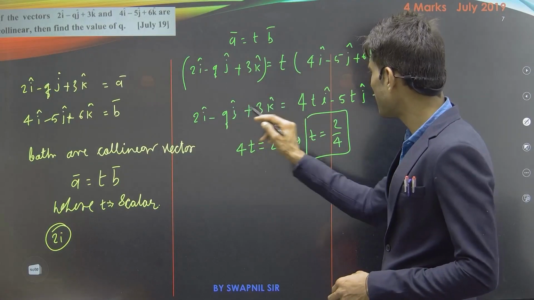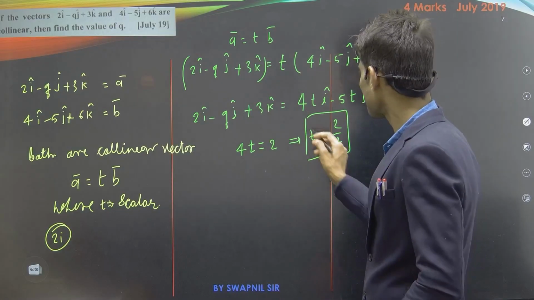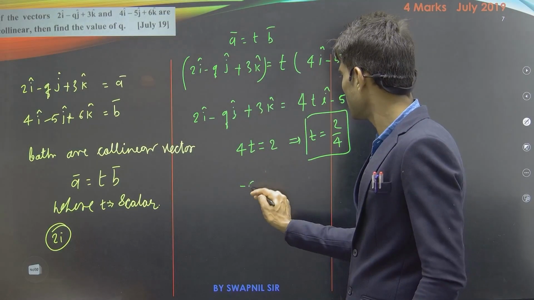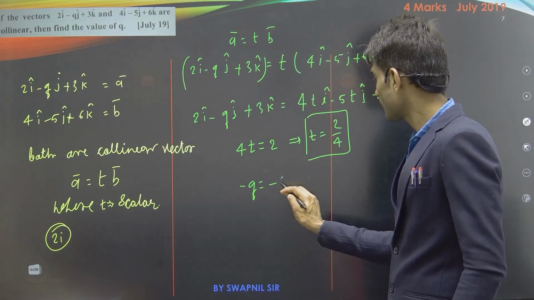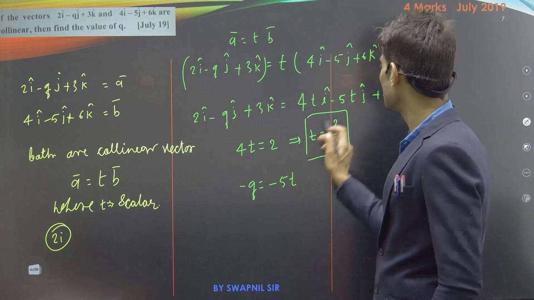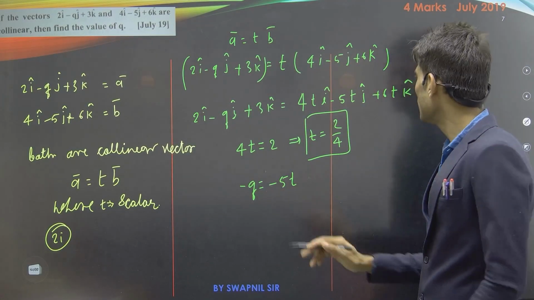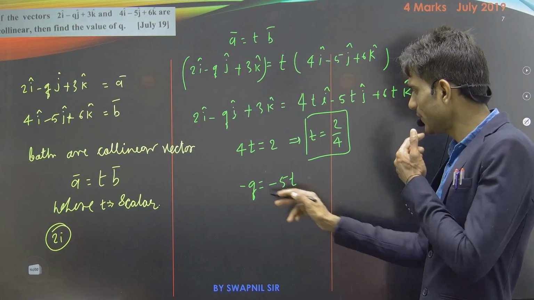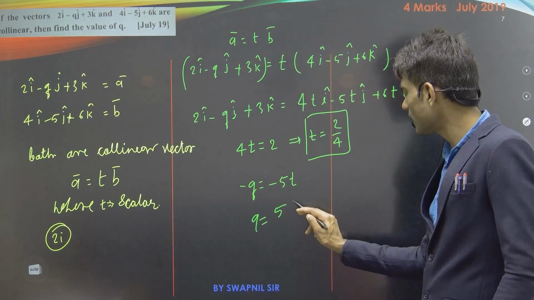Now compare minus q, which is equal to minus 5 times t. So minus q is equal to minus 5 times t. What we do is cancel the negative sign from both sides. So q is equal to 5 times t.